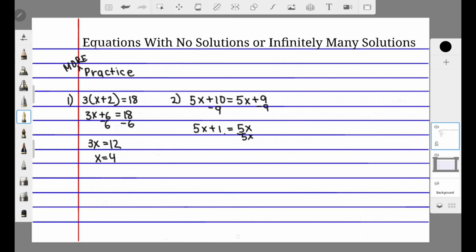Let's get rid of the x values on either side. And we have 1 is equal to 0, which is not true. So that is no solution. There's no possible value that will make this equation true. So basically, the equation itself is not true.